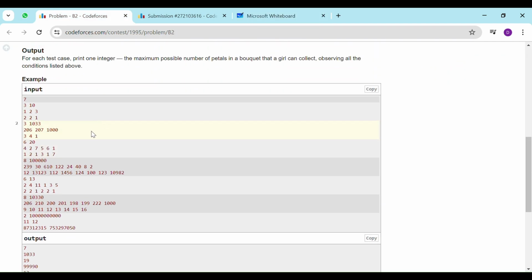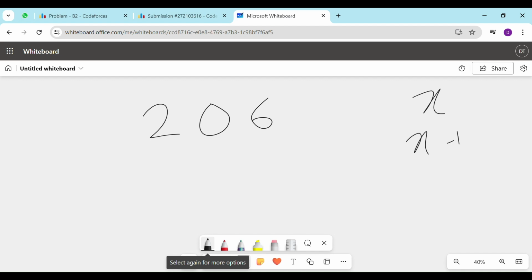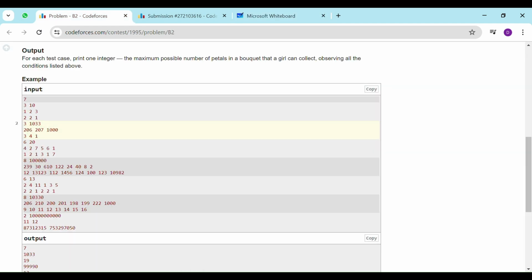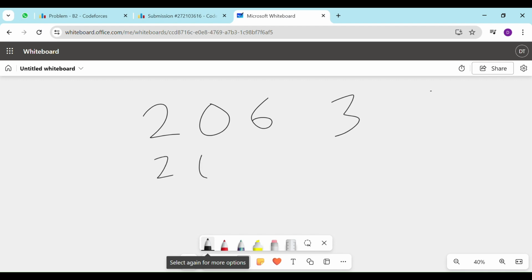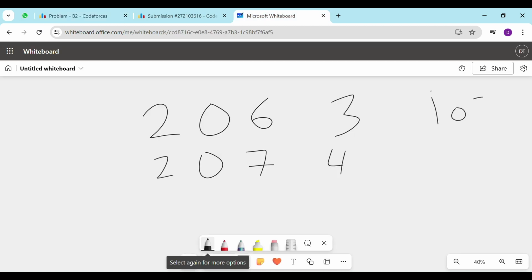Let's say we are making a bouquet. Consider this test case. We are making a bouquet starting with 206. I am assuming that to make one bouquet, we should use numbers x and x plus 1, like this, all cases will be covered. Now 206 is there 3 times, 207 is there 4 times, and my maximum cost is 1033.